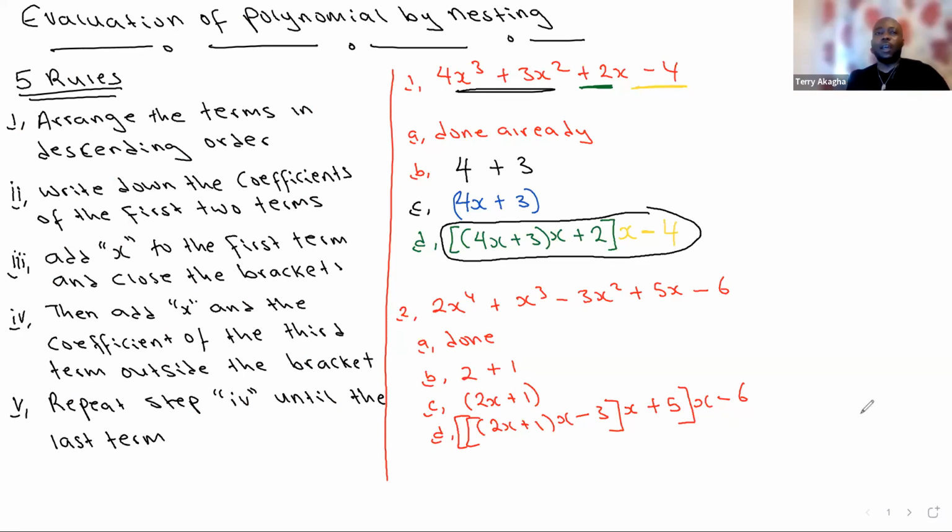So you arrange the terms first in descending order. Then you write down the coefficients of the first 2 terms. You add x to the first term, you close the bracket, then you add x and the coefficient of the third term, and after that, you keep on repeating the steps to the last step.